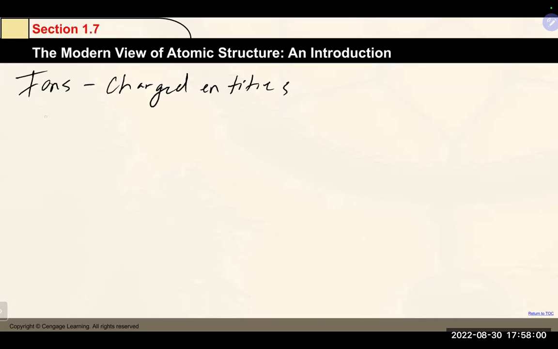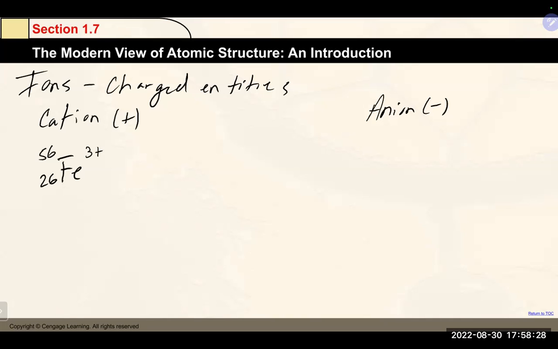And there's really two types of ions. There's cations, which are positively charged, and then there's anions, which are negatively charged. So let's say we took maybe that last one there, which was iron 56, and let's say we gave it a +3 charge in this case. That would be a cation.